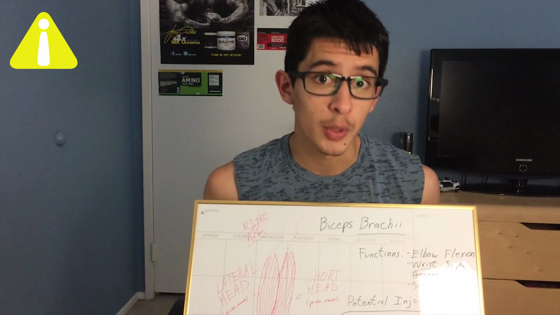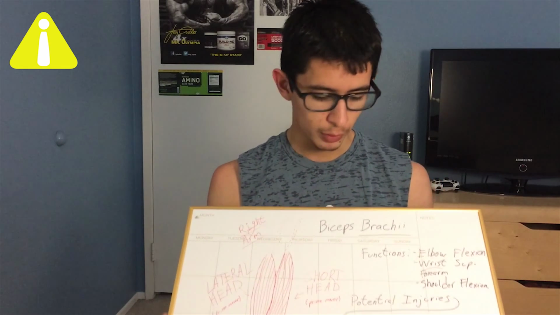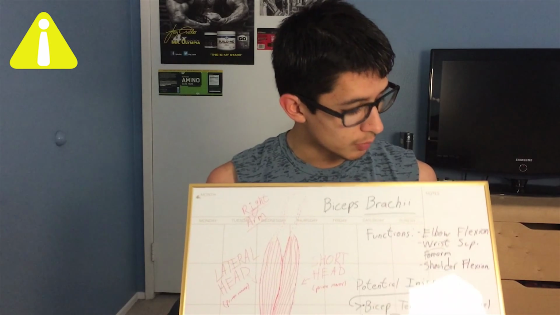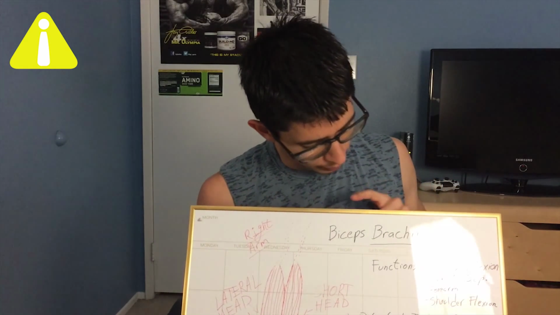So, once again I brought back the whiteboard. Hopefully you guys can see it this time. So what I did is I drew a diagram of the biceps muscle. Now we're talking about the biceps in the arm, the biceps brachii.